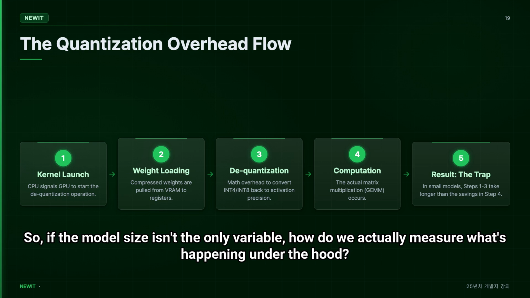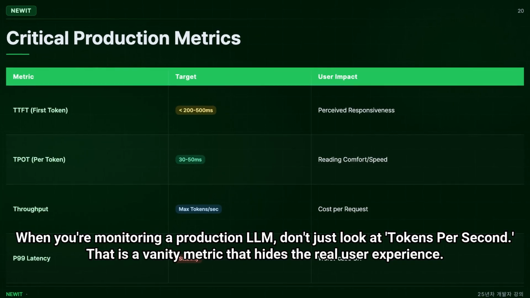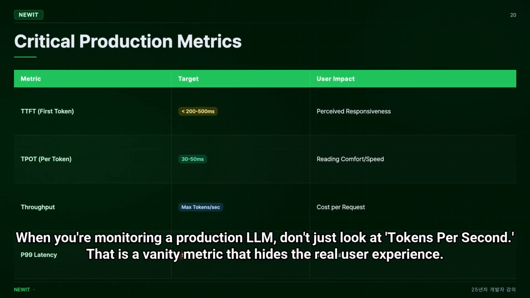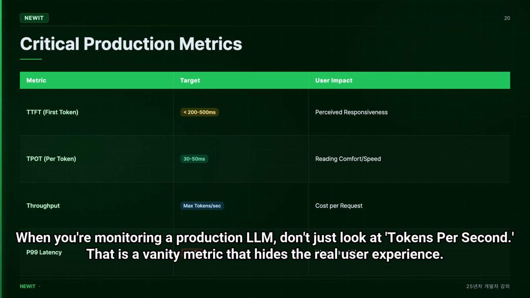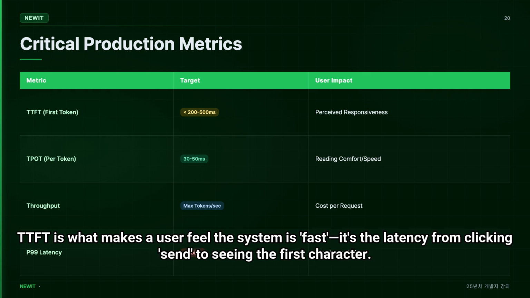So if the model size isn't the only variable, how do we actually measure what's happening under the hood? Time to talk metrics. When you're monitoring a production LLM, don't just look at tokens per second. That is a vanity metric that hides the real user experience. In the real world, you must track two critical numbers: time to first token, TTFT, and time per output token, TPOT. TTFT is what makes a user feel the system is fast. It's the latency from clicking send to seeing the first character.